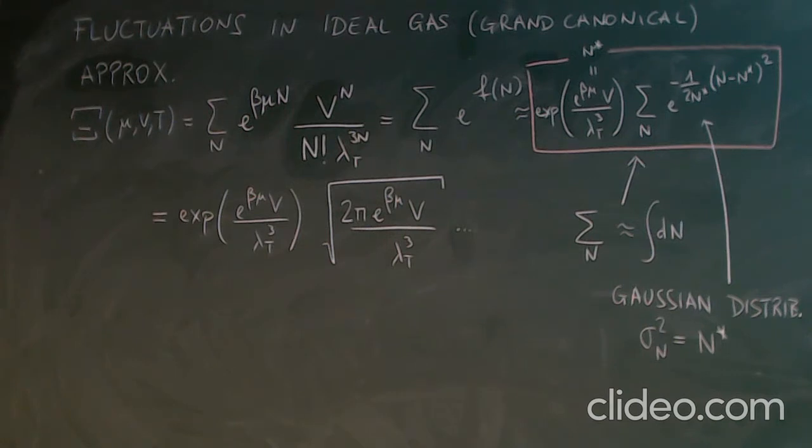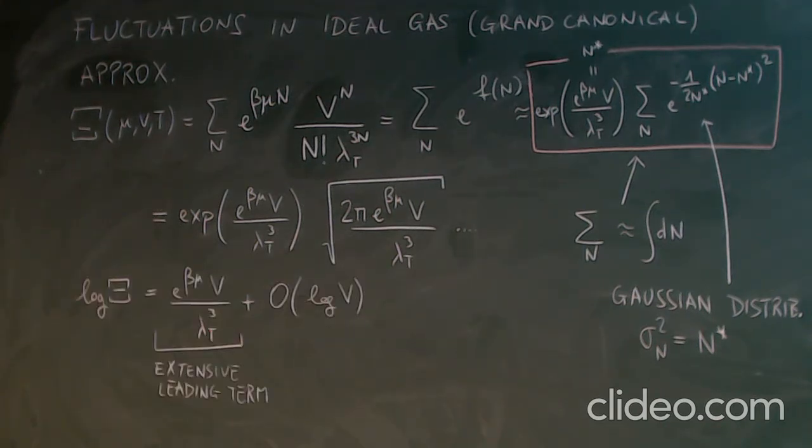We note that what we are summing over, what we are integrating over, is a Gaussian distribution, and the variance of this Gaussian distribution is N star. N star, we already know, is the average N that we have seen in the previous discussion.